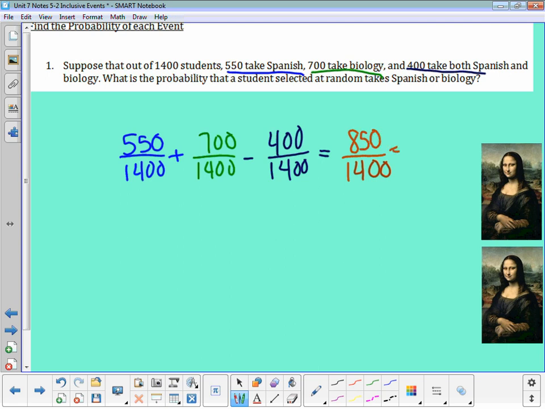Now, you have two options when you're writing probability. Either you write it as a reduced fraction or you write it as a decimal. If we were to reduce this fraction, you're going to get 17 over 28. Now I'm going to write it as a decimal. 17 divided by 28 is going to give me about 0.607. So there's about a 61% chance that we get a student that's taking Spanish or biology.